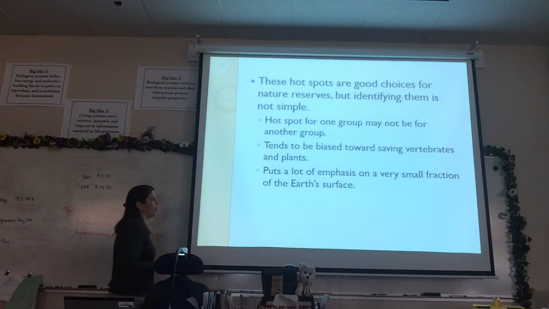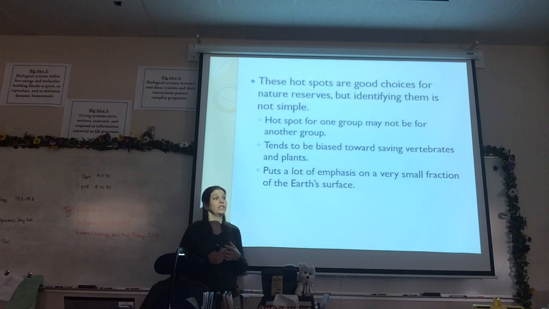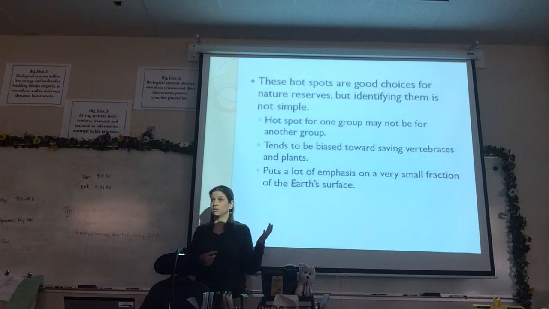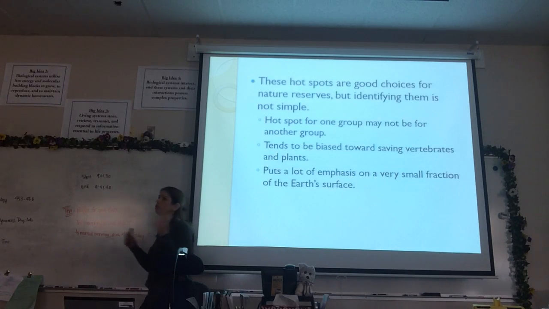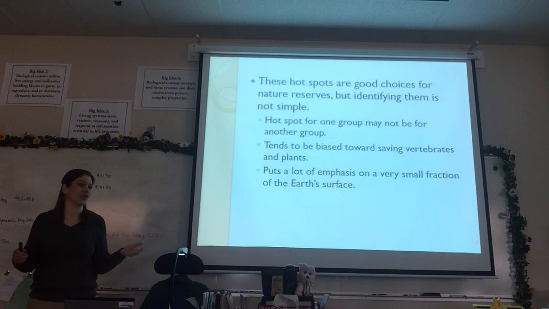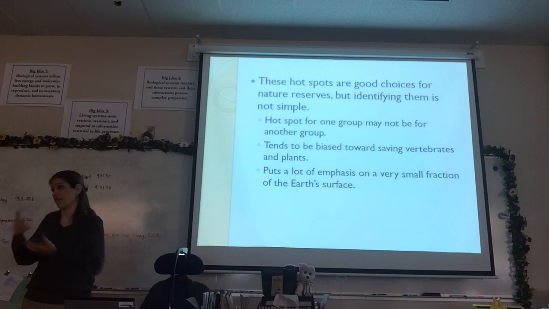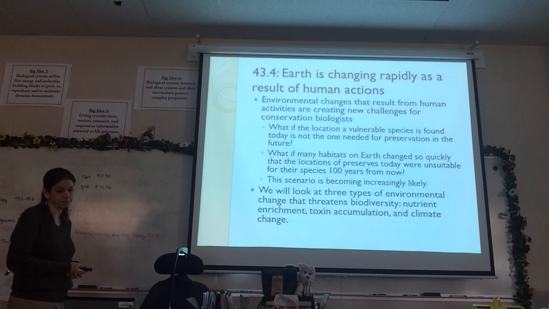The other trick is that identifying and preserving only hotspots puts a lot of emphasis on a very small fraction of the Earth's surface. If we were to only save 2% like we had on the last slide, but to pollute like crazy on the other 98%, well, that 2% is not going to last real long because it's one globe and all of these chemicals are cycling regardless.